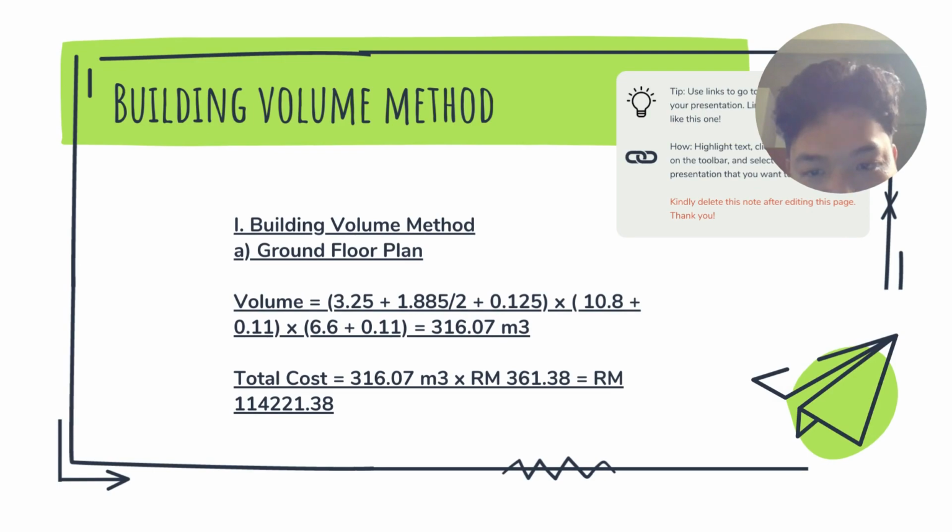Then for the building volume method from the floor plan, we get 360.07 meter cube, and for the total cost we get 14,220.38 ringgit.